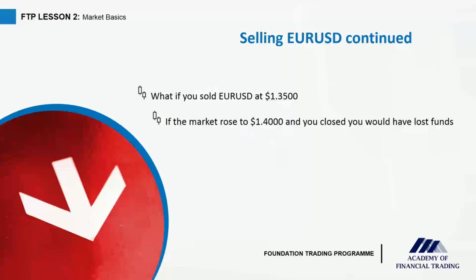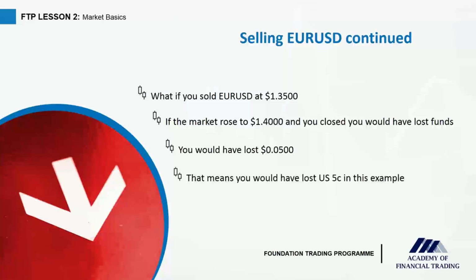What would happen if you sold at 135 and the market moved against you? Imagine the market moved up to 140. In this instance, the trade would not have worked out as you had hoped. It has worked out against you, and you would have lost 500 of those pips. You would have lost 500 of the smallest increment of move. You would have lost 5 US cents in this example.